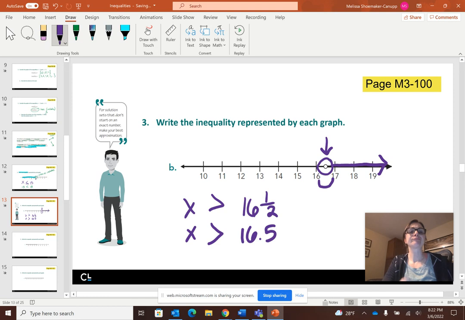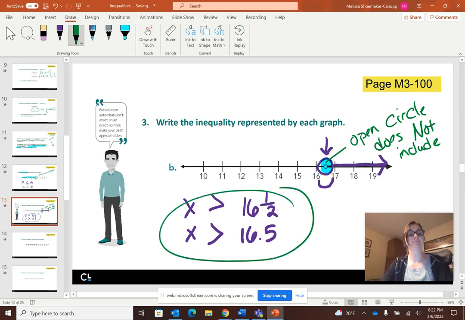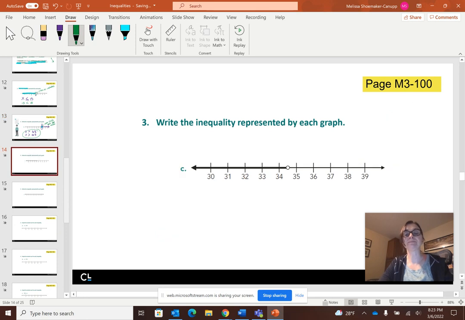Now, last thing I have to figure out, this open circle, what does that mean? Open circle. It does not include the number. So I do not put the bar under. So I am done right there. We are done.